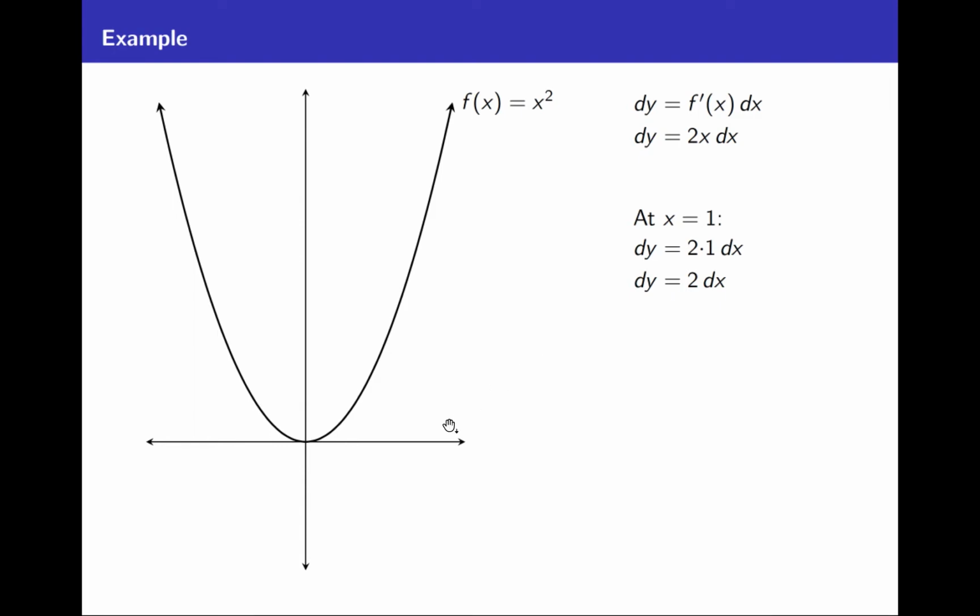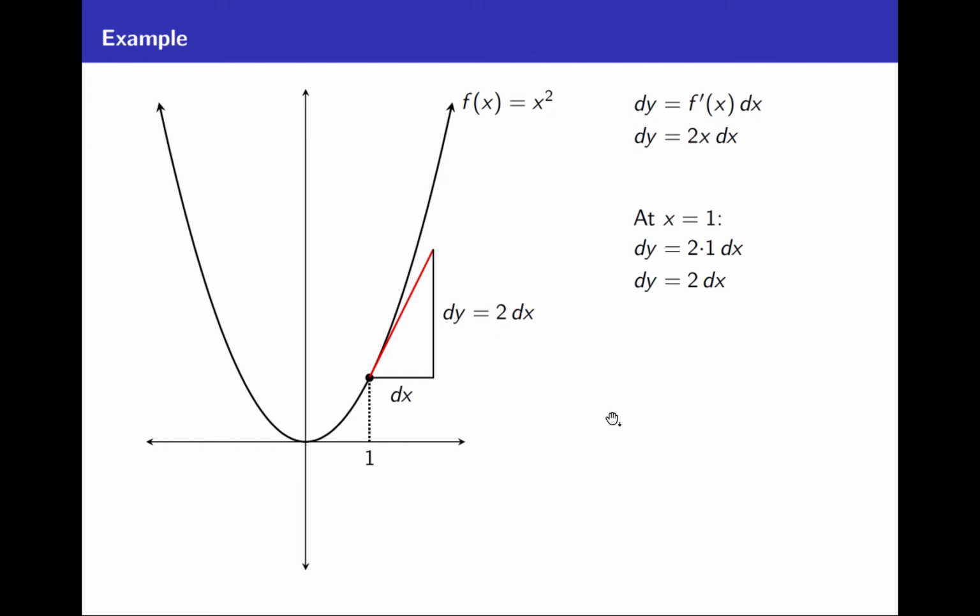And think about that in terms of this picture. 1 is about right here. Go up to the graph at x equals 1 and make that little triangle whose horizontal side is dx and whose vertical side is dy. This equation says that whatever dx is, dy is going to be double that. dy equals 2 times dx. So you can imagine making dx a little bit bigger here. dy is going to get a little bit bigger. It's going to be twice whatever dx is.